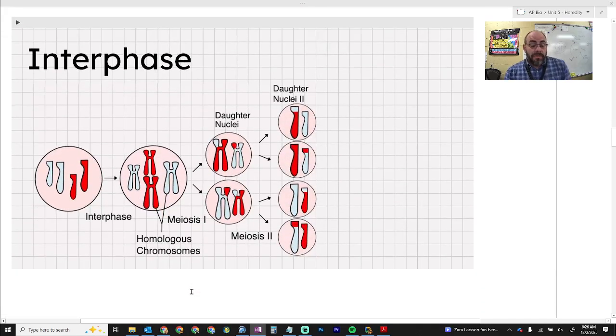That brings us to interphase. Remember good old interphase: G1, S, G2. What happens in the S phase of interphase? DNA replicates, right? And so during interphase, you have this particular individual is a haploid 4.